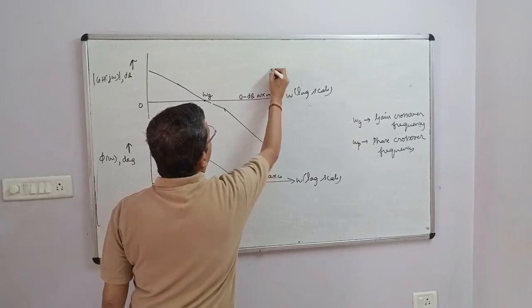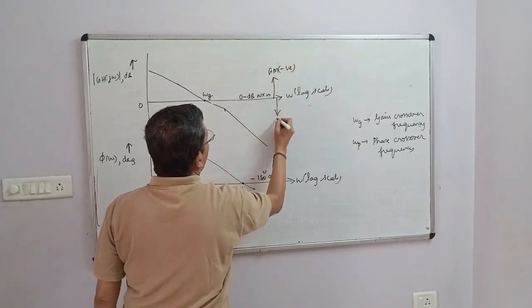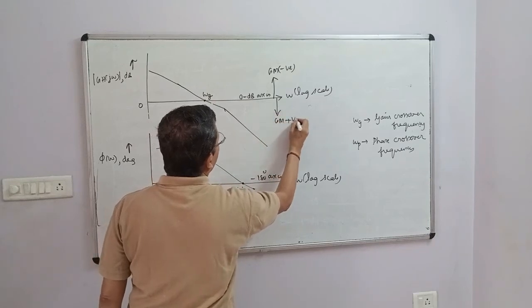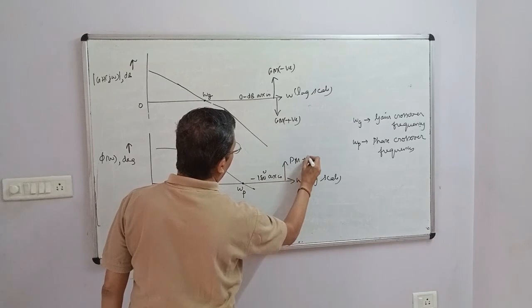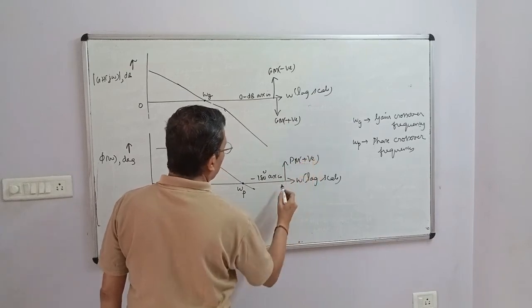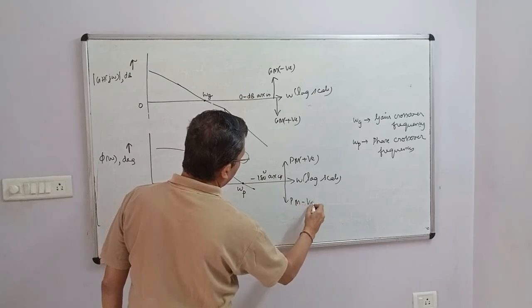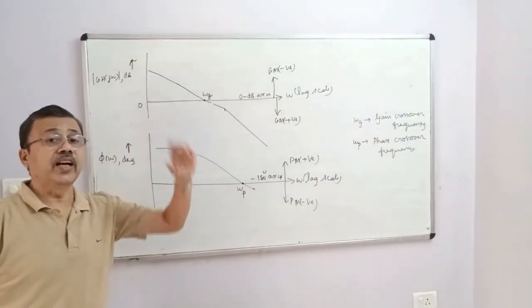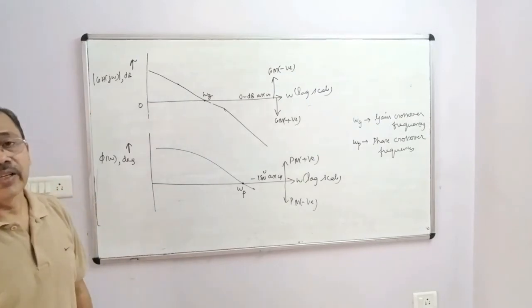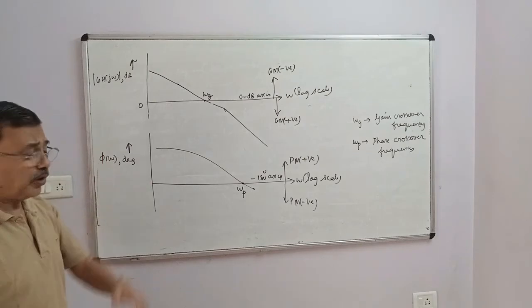Gain margin is negative above 0 dB axis. Gain margin is positive below 0 dB axis. Phase margin is positive above minus 180 degree axis, negative below minus 180 degree axis. Why it is so, you will understand after you read the detailed explanation given at the end of module 5, or somewhere in the middle of module 5.